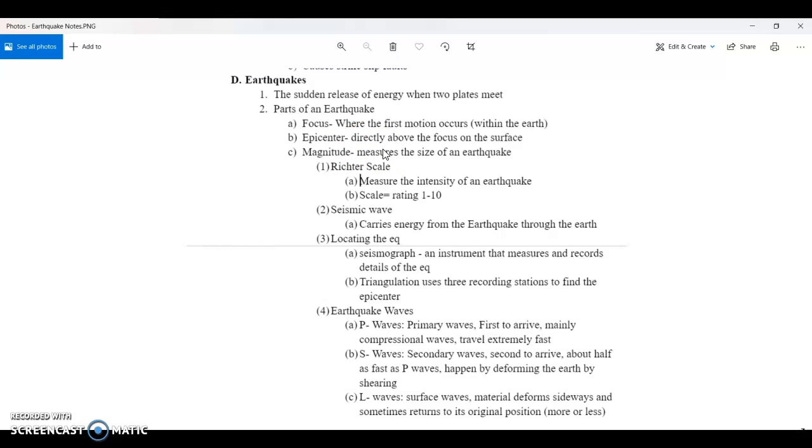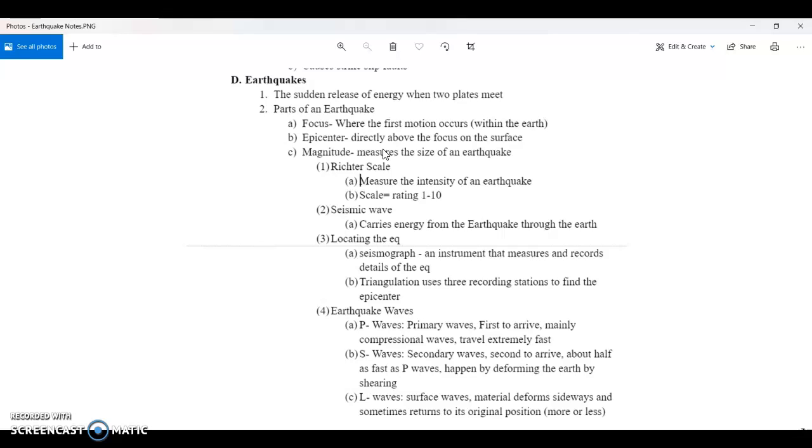There are different parts of an earthquake. There's the focus, that's where the first motion occurs, deep within the earth. The epicenter is directly above the focus, and that's on the surface. So a lot of times they will say the epicenter is located in a certain city. That's where they first felt the earthquake, on the surface of the earth.